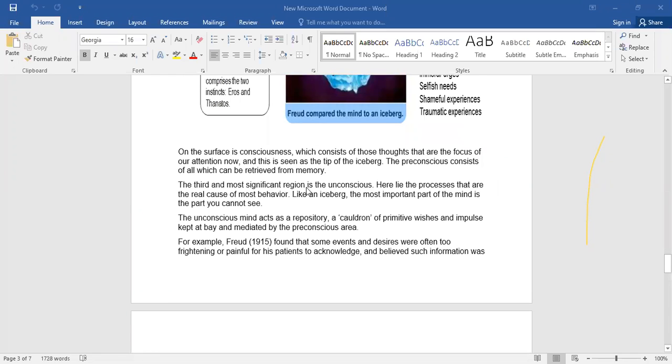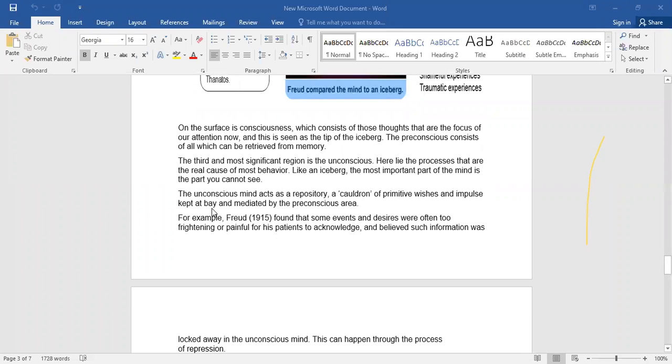The third and most significant region is the unconscious. Here lie the processes that are the real cause of most behavior. Like an iceberg, the most important part of the mind is the part you cannot see. So it means that you cannot see the unconscious mind. The unconscious mind acts as a repository. Certainly, it is a storehouse. Okay, and primitive wishes are there, impulses are there, kept at bay and mediated by the preconscious area.